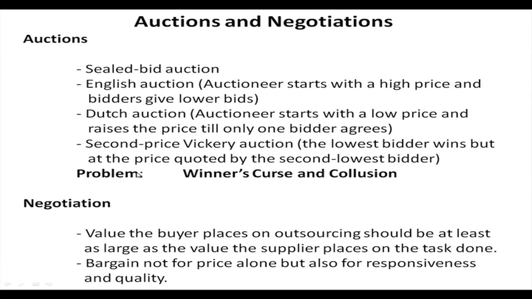Another problem that occurs during auction is collusion among the bidders. There are several mechanisms to take care of collusion, and time is insufficient to discuss these issues, but these are different ways through which auctions can take place.